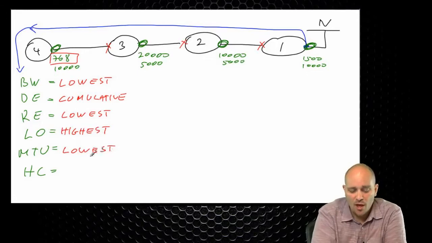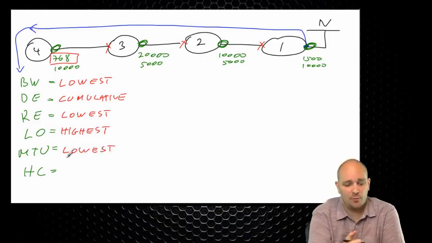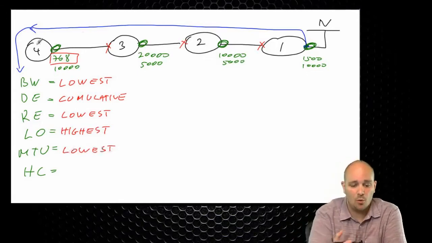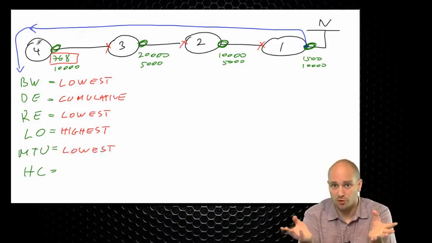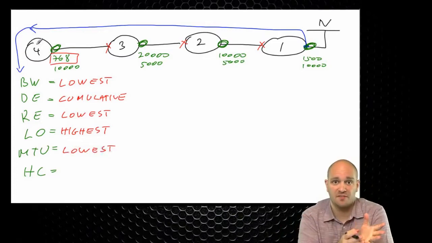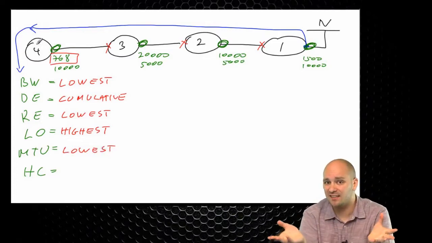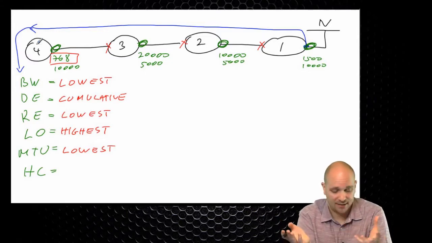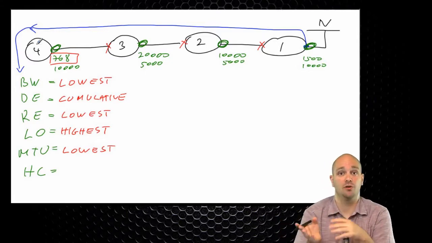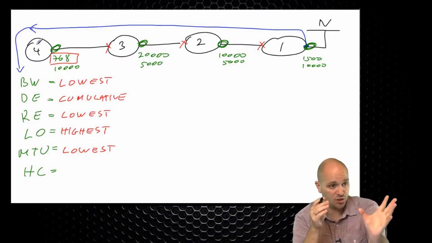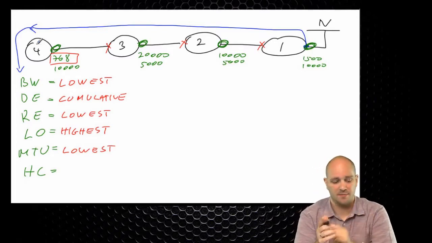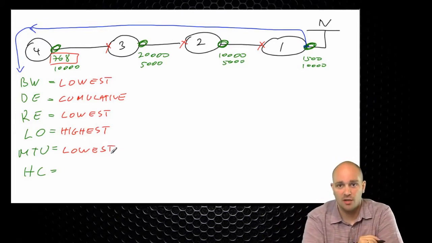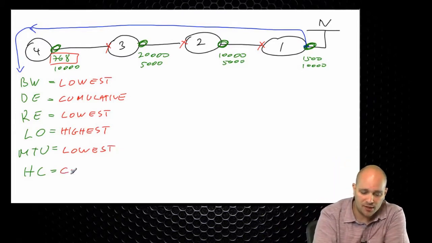Why the lowest value? Because how big of a packet can we send on the end-to-end path? Well, we can send the packet that is the size of the smallest MTU on the path. If the smallest MTU is 1500 and all others are 9000, can I send a 9000-byte packet without fragmentation? I cannot. Therefore, EIGRP is going to inform the routers that the largest packet that can go on this path is 1500 bytes. So the lowest value of MTU is going to be carried. The hop count is cumulative.